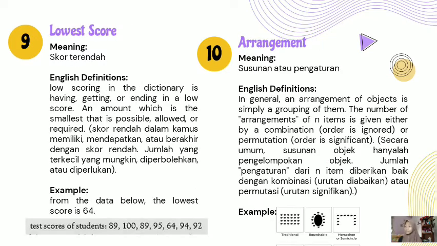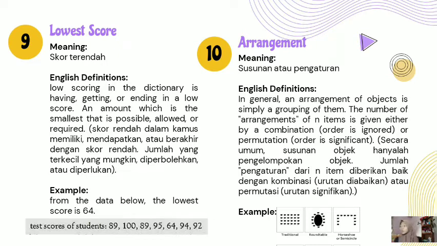Number 9, low score. Meaning is score terendah. In this definition, low scoring in the dictionary is having, getting, or ending in a low score, an amount which is the smallest that is possible, low, or required. Example: from the data below, the low score is 64.